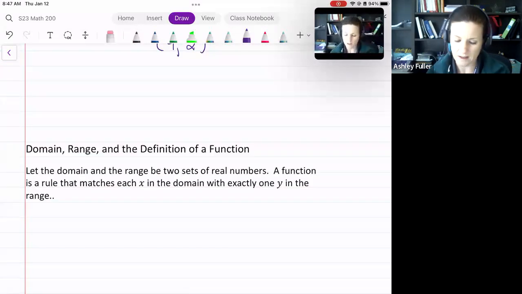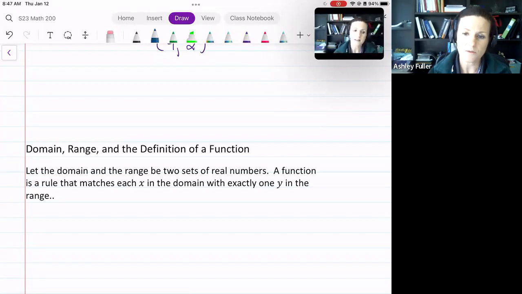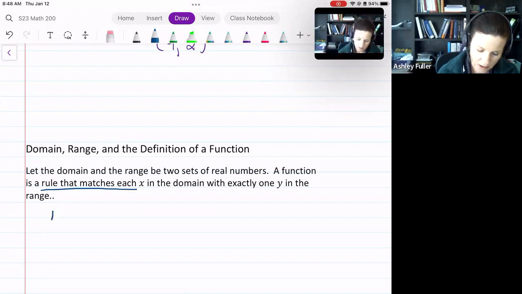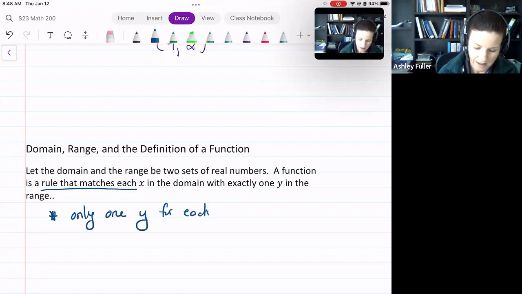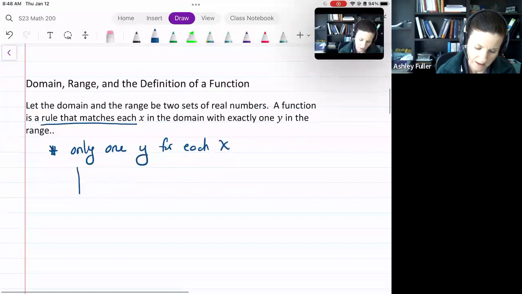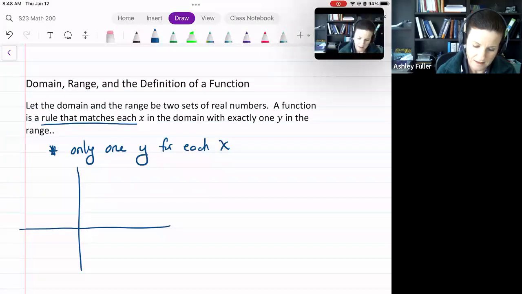Another area of terminology that we need to focus on is the idea of domain and range and the definition of a function. If we let the domain and range be two sets of real numbers, then the function is the rule that tells us how each x relates to exactly one y in the range. Please note there is only one y for each x. And hopefully you remember the concept of the vertical line test.